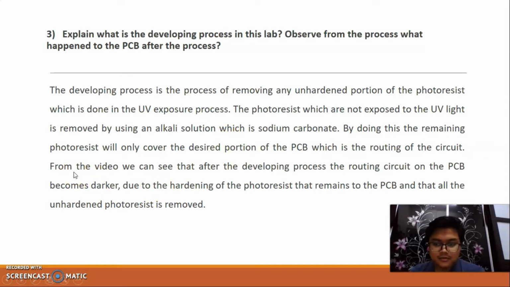Apa yang kami dapat observe dari video tu ialah, after the development process, the routing circuit on the PCB becomes darker due to the hardening of the photoresist that remains on the PCB, and that all the unhardened photoresist is removed.